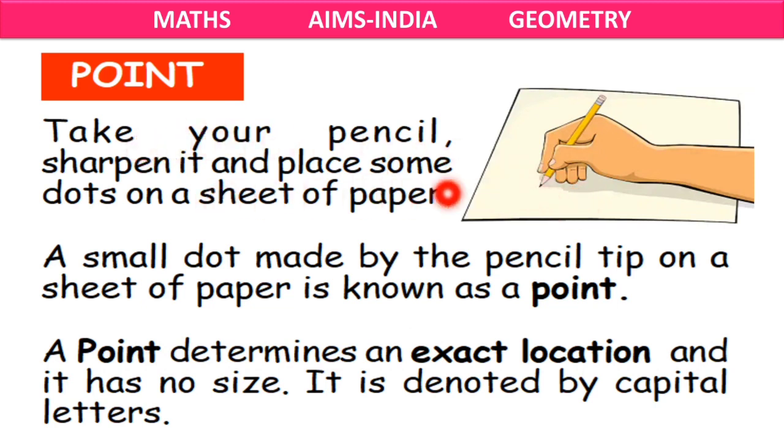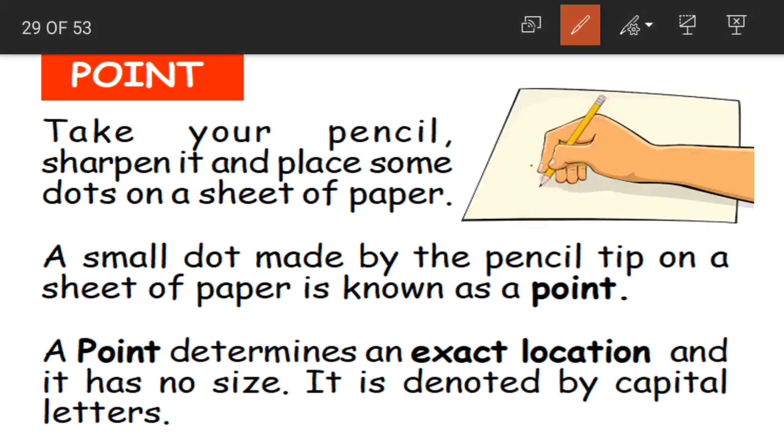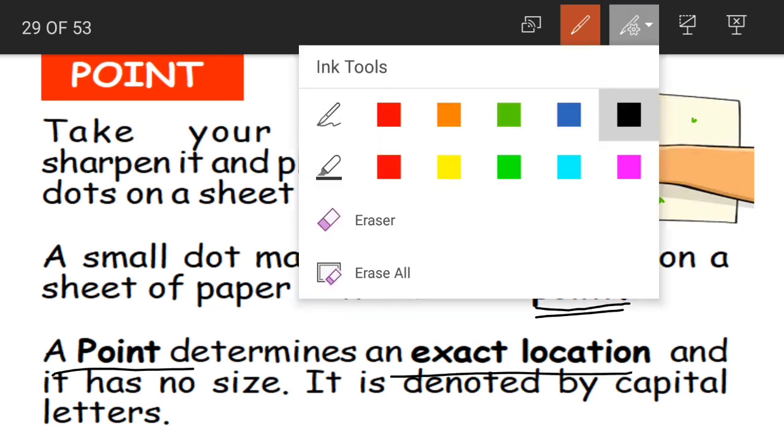What is the activity given here? You have to take your pencil, sharpen it nicely, and then place some dots on a sheet of paper. Now this small dot that you have made using the pencil tip is called our point. This small dot that you have made on a sheet of paper is called a point. What is the use of this point? A point determines the exact location.